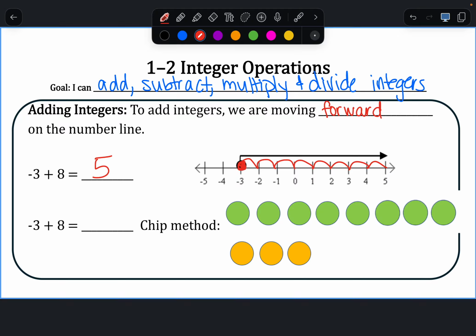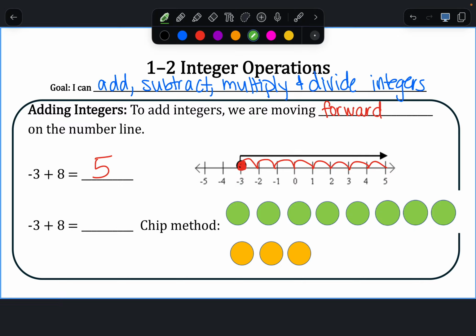Okay. Take your negative chips. We have 2 negatives added to 1 negative. How many negatives do we have? 3. Okay. Let's look up here at the number line. I'm at 5. I move forward 2. 5 plus 2 is 7.